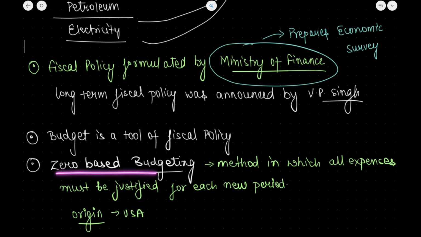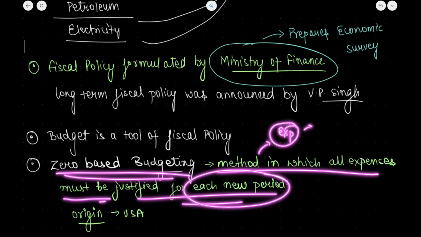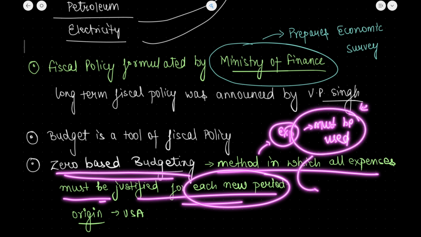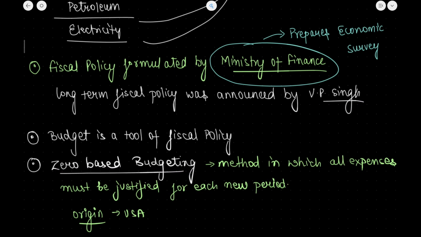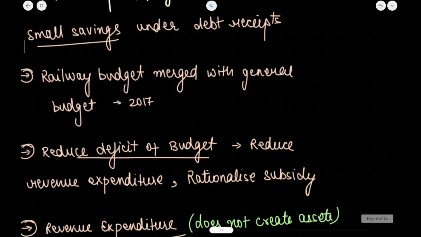Then there is zero based budgeting. Now, this is a method in which all expenses must be justified for each new period. It means that expenses that have been allocated must be used, and on the basis of their usage, further financial assistance will be provided in future. Now, this zero based budgeting was introduced in USA at first.